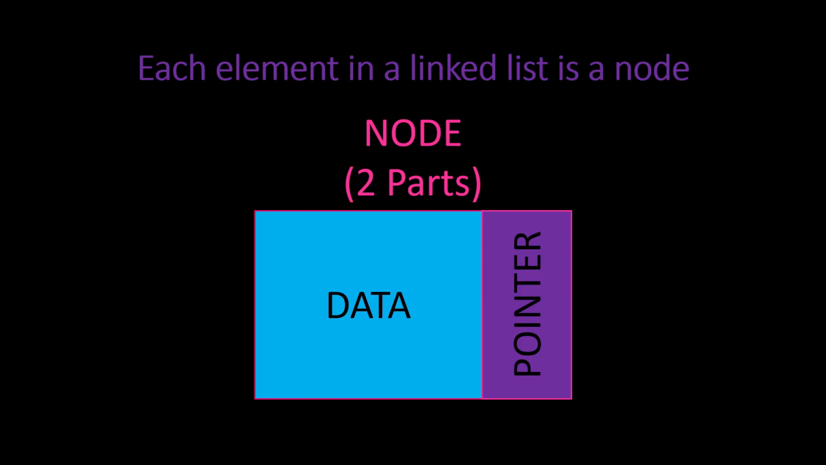Let's discuss this concept of nodes now. I've referred to this idea of elements a few times, but when we're discussing linked lists, each element is really referred to as a node, and a node is composed of two parts. The first part is the data that you want to store, which can be really any type of data. And the second part is a pointer or reference to the next node in the list.